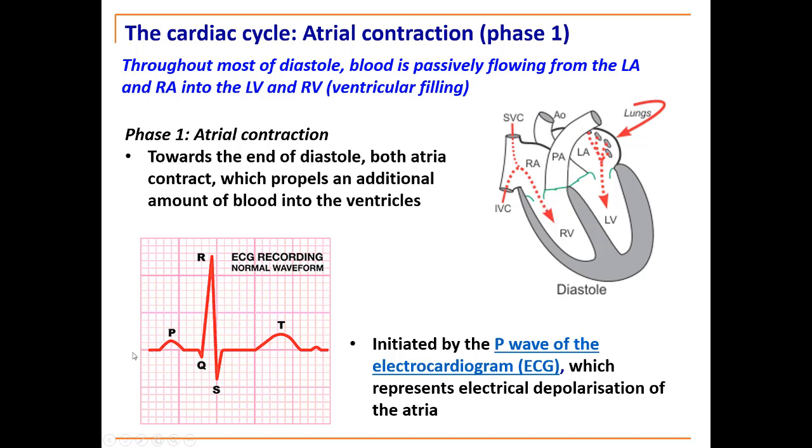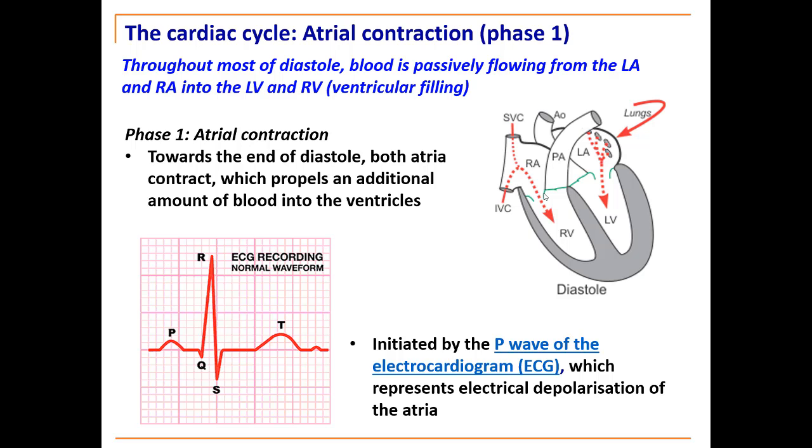This is shown in this ECG. You can see your P wave, you then see your QRS complex, and you see your T wave. This is representing that electrical depolarization of the atria, initiated by the sinoatrial node, of course. And so when we're looking at what's happening, the blood is flowing through the atrioventricular valves at this point, that are separating the atria from the ventricles.